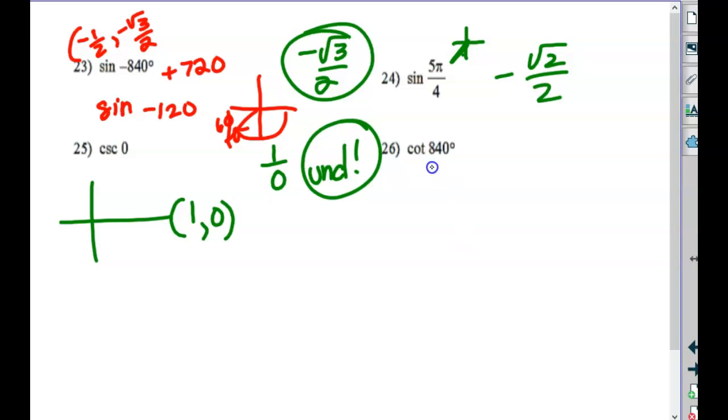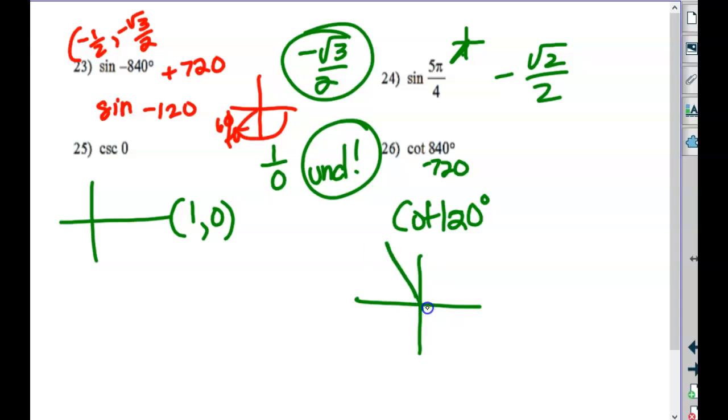Cotangent 840. When we subtracted 360s, 840 minus 360 3 times, we got, oh, we only need to subtract 2, right? So we want it to be positive. So we do minus 720. We have the cotangent of positive 120. Somebody else get that because I'm struggling here. Okay, the cotangent of 120.